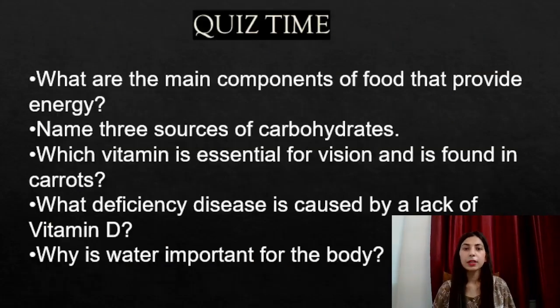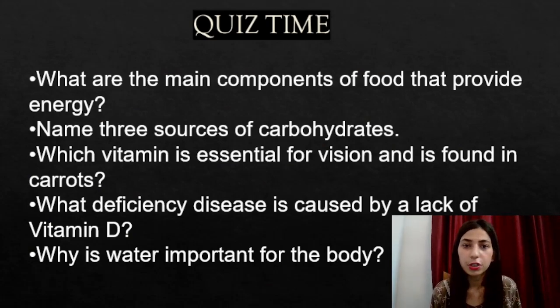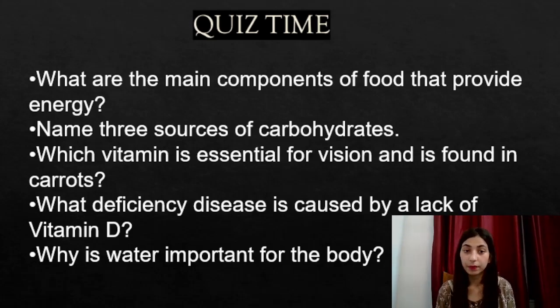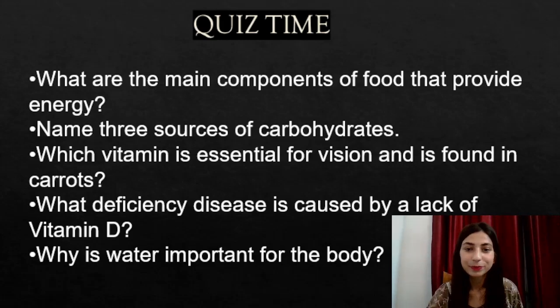Okay, so quiz time. I hope you got a lot of knowledge from this lecture. I would like to give you some questions so that you can answer them in the comment section, and I'll be reading your answers. First question: what are the main components of food that provide energy? Next: name three sources of carbohydrates. Third: which vitamin is essential for vision and is found in carrots? Fourth: what deficiency disease is caused by a lack of vitamin D? Last question: why is water important for the body?